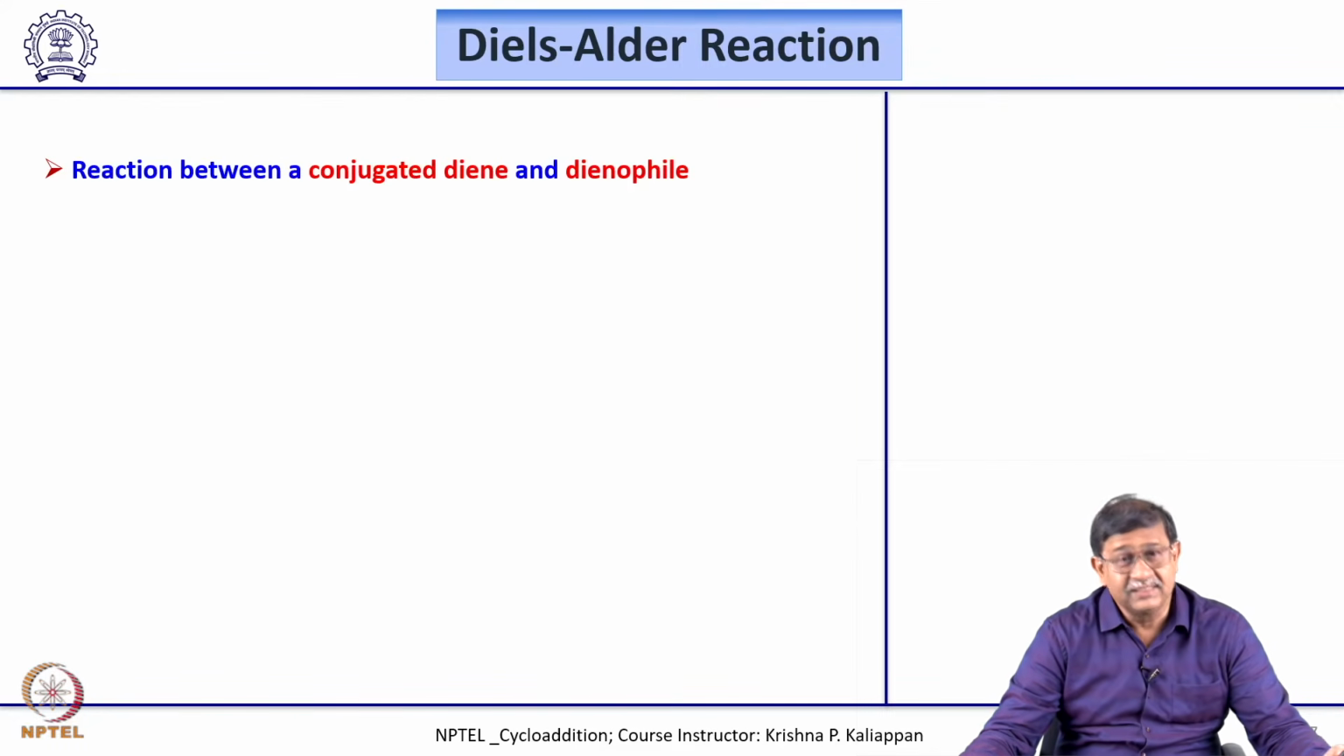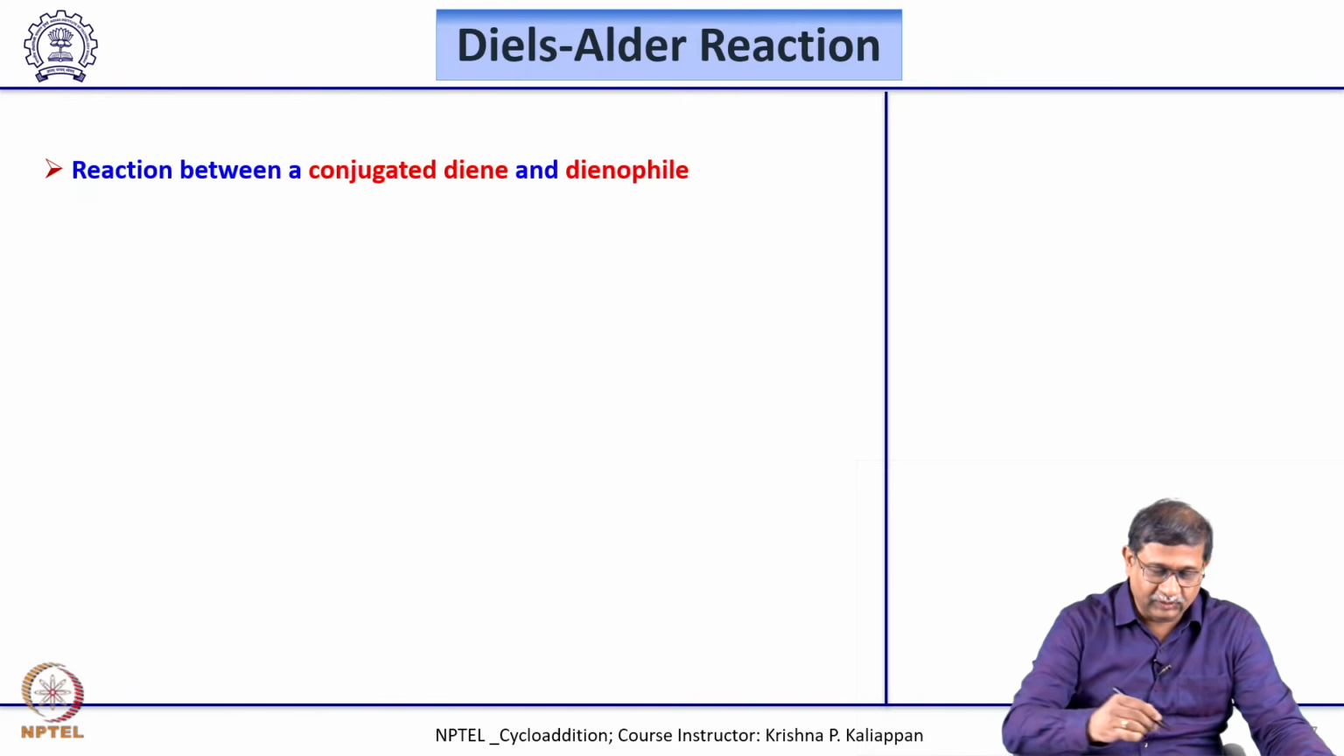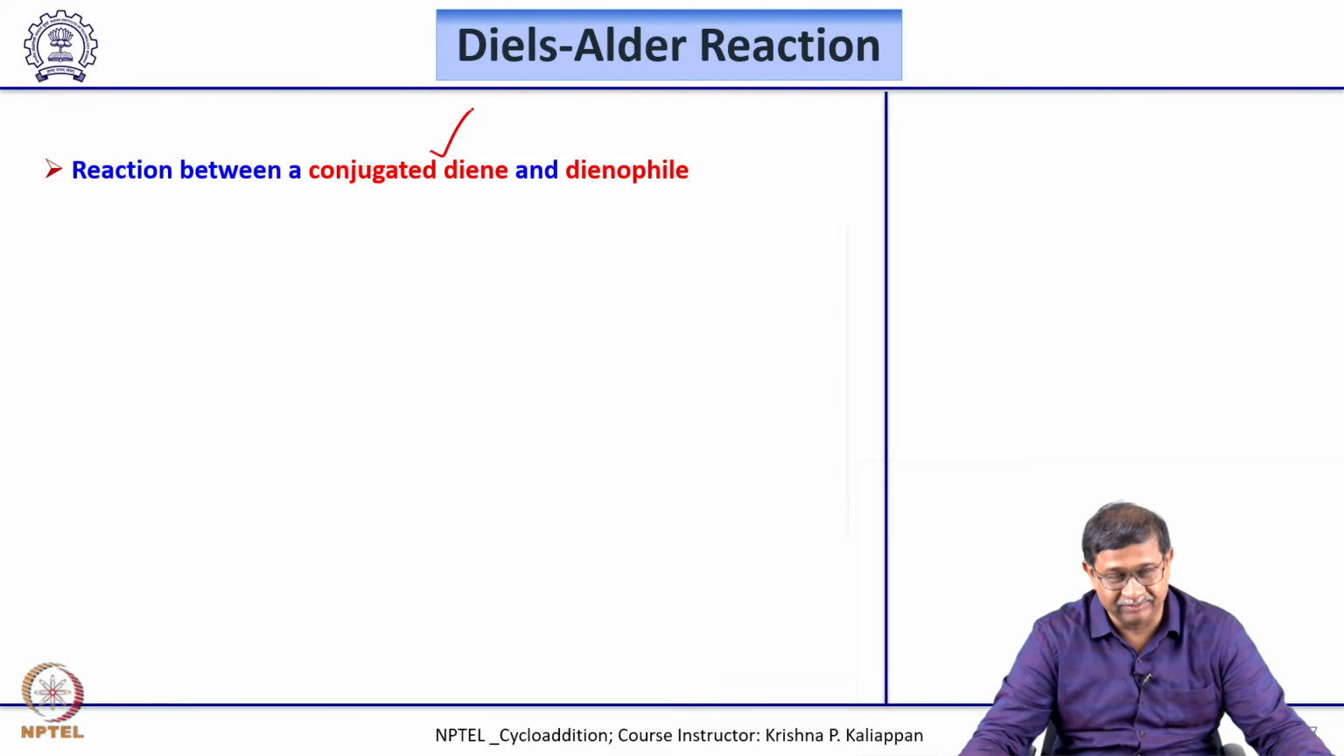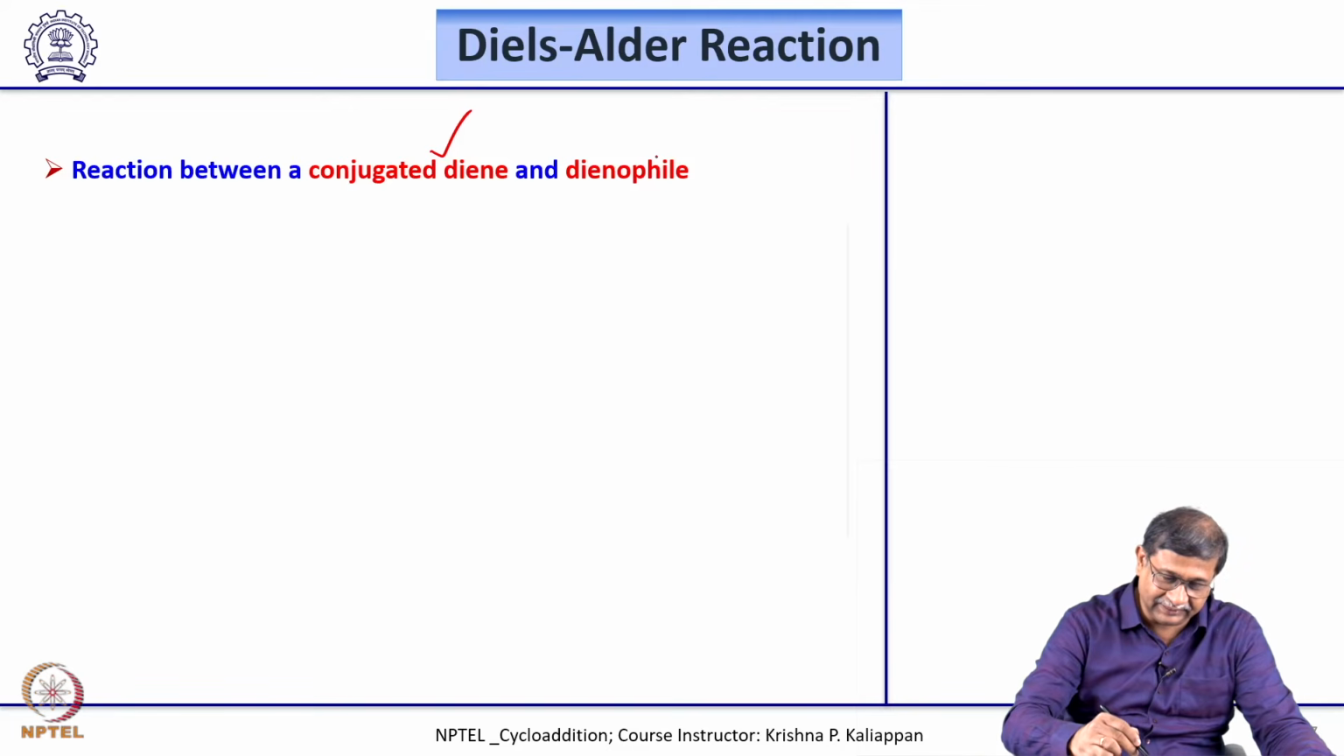And what is the Diels-Alder reaction? As I said, it's a 4+2 cycloaddition. That means 4 atoms having pi electrons and 2 atoms having pi electrons. The 4 atoms, that means 2 double bonds attached across 4 carbon atoms, so it should be a conjugated diene. It's very important that the diene should be conjugated. An unconjugated diene cannot undergo the Diels-Alder reaction.